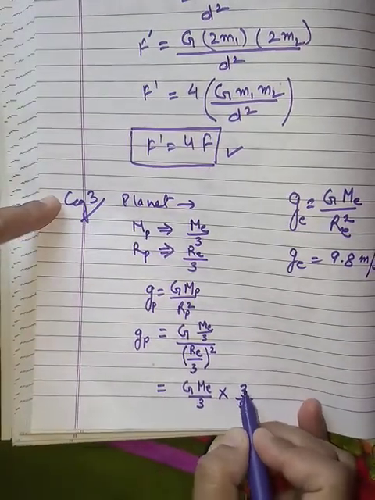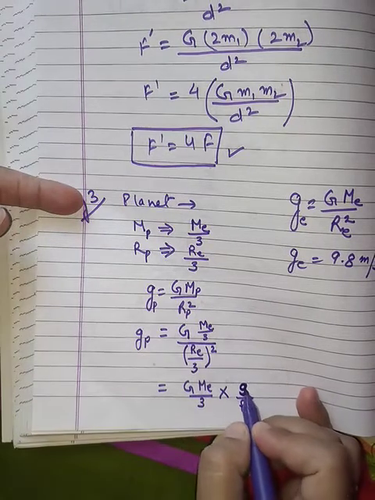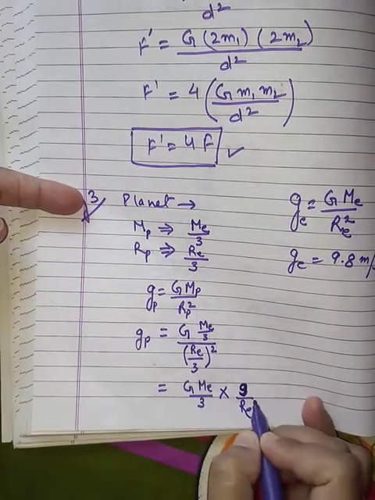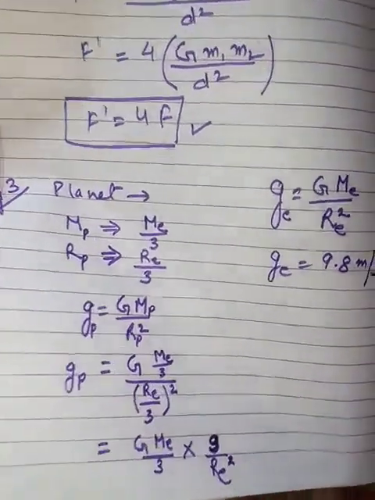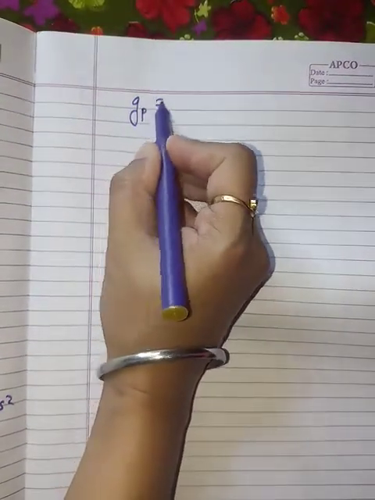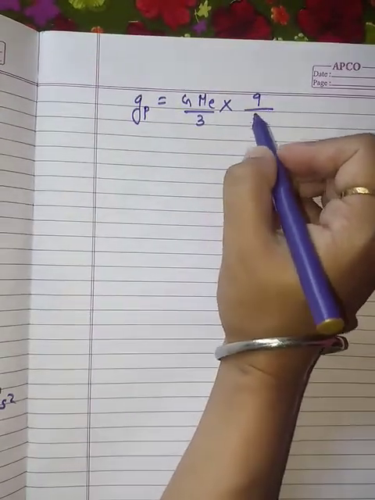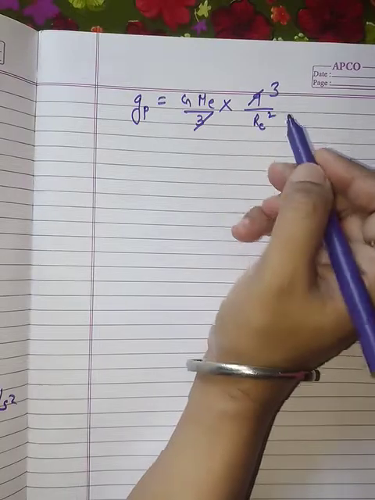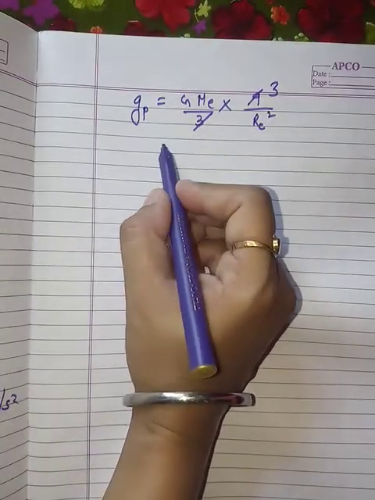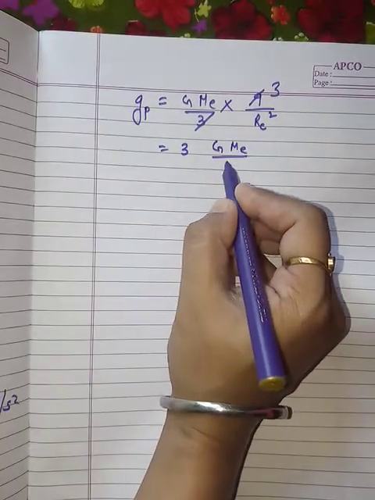It will be square, 3 square will be 9 over here. Sorry, I made a mistake. Okay, so that will be RE square. Just to simplify this, on the next page I have to write down, I'm just writing GP is equal to capital G ME divided by 3, I'm just copying it right now, 9 divided by RE square. So 3, this is 3. Okay, so this will be 3 is a constant and GME divided by RE square.